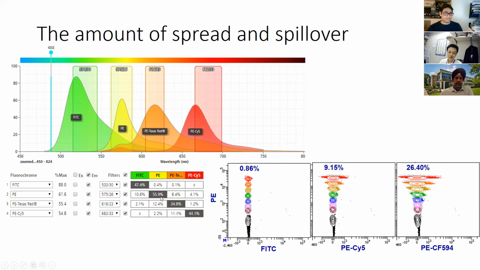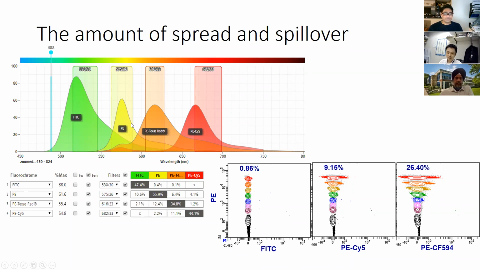If you have further questions, we can organize another seminar on how to do the compensation. The purpose of this slide is to show what we are looking for. Let's see, we look at the PE and we look at the other three colors. PE has very, very little overlap into the FITC channel. That's why we increase the brightness of the PE. There's really not much we will detect there for FITC.